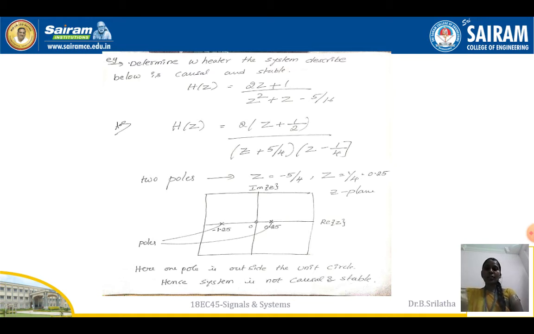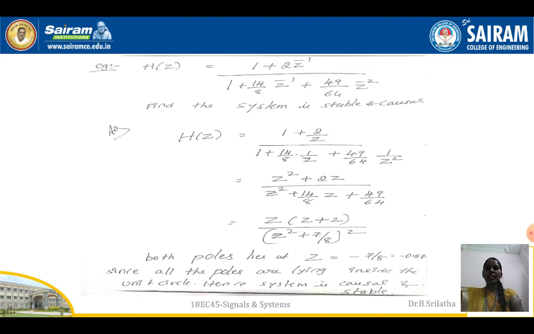Now I am going to check first the stability and causality. If you draw the unit circle, it lies from minus 1 on the negative axis to plus 1 on the positive axis. In the Z-plane we have one pole at minus 1.25, which is outside the unit circle. Hence the system is not causal and stable. If the system should be stable, all the poles should be inside the unit circle. That is the one condition. So the system is not causal and stable, because of this one root. Understood?